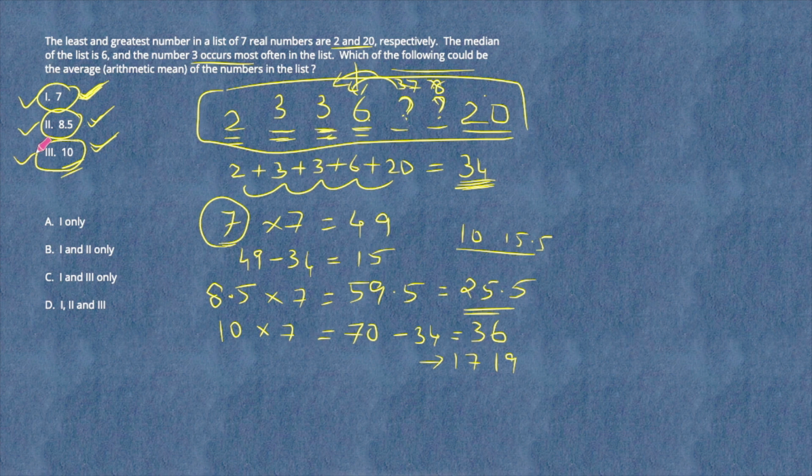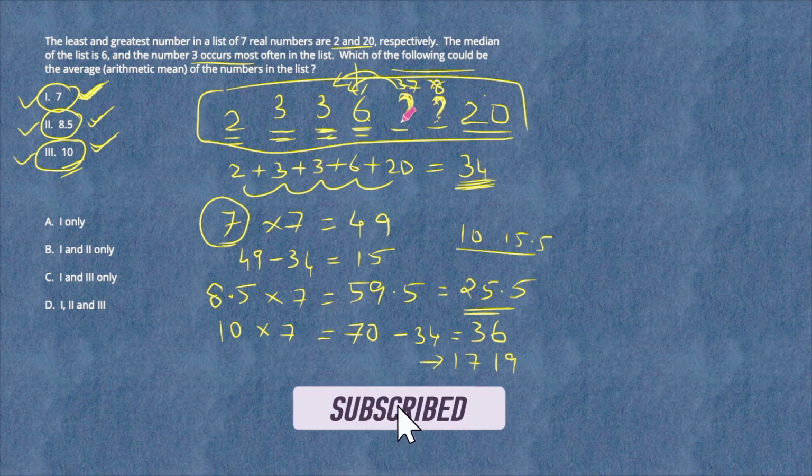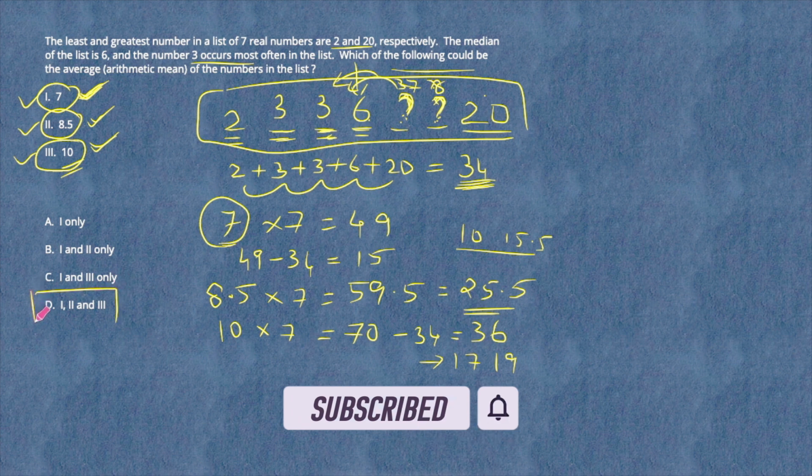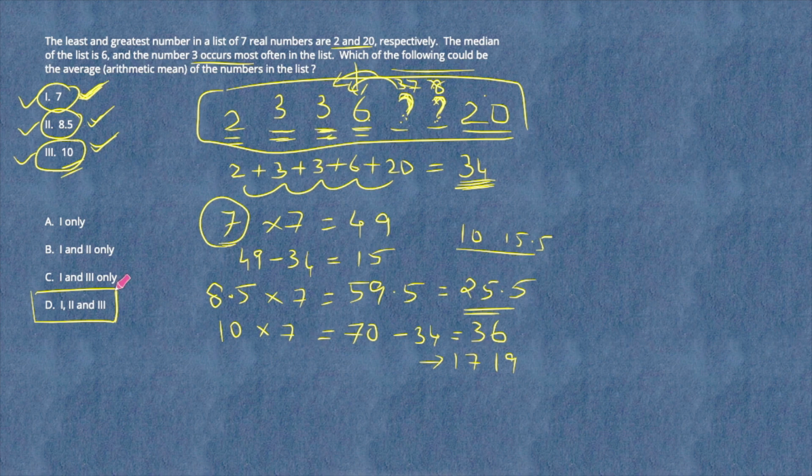So all 3 numbers could be an average depending on the 2 numbers which we picked in various cases. All we need to prove is there is at least one value for slots 6 and 7 which can satisfy these. So all three are possible. So the correct answer is D, 1, 2, and 3. And that's how we solve this problem. See you in the next video. Bye.